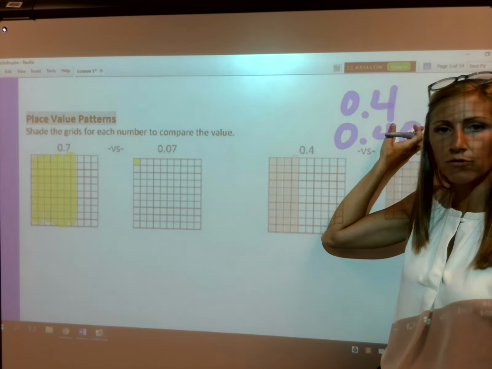All right, so we have a 6. We have 600. And what's happening to the 6? It's going to move to the right because it's getting smaller when we go a tenth of something. So now it should be a what?